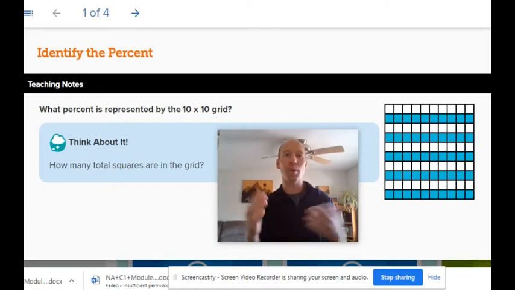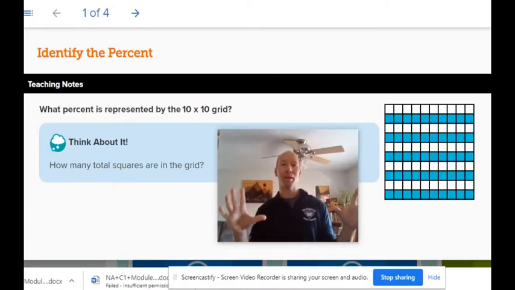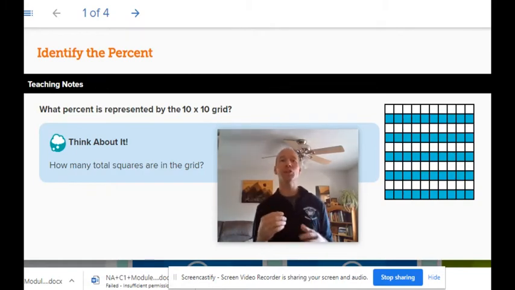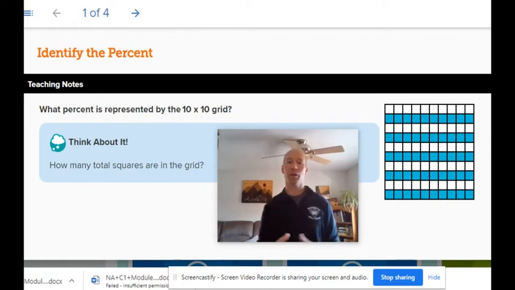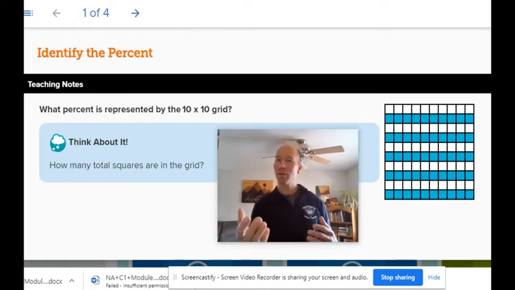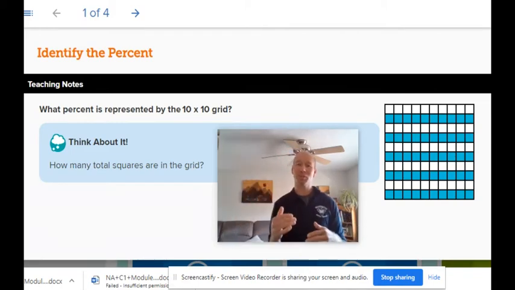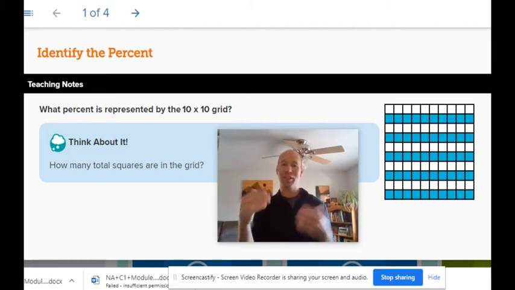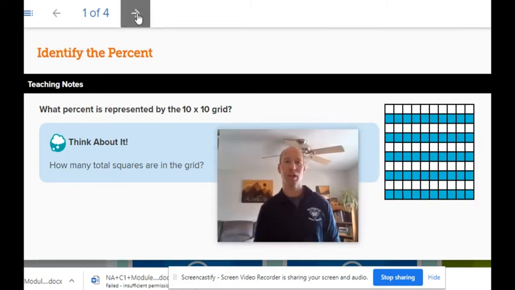All right, so I have a question for you. This one looks a little different. It says, what percent is represented by the 10 by 10 grid? Well, think about it for a little bit. How many total squares are on the grid? Yeah, there's 100 squares on the grid. Now, what do you notice? Yeah, you notice that half of them are shaded. So what percent is that? Yeah, 50%. Half, 50 is half of 100, so 50% of that grid is shaded.